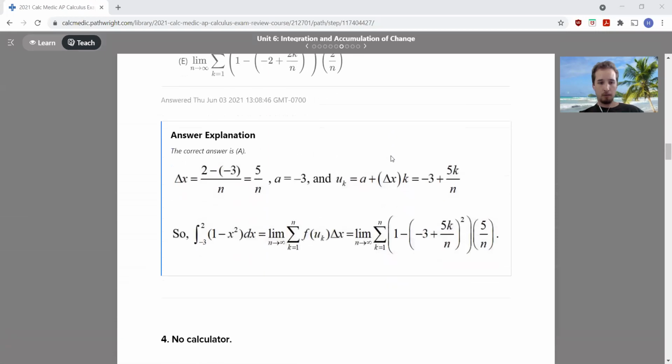Actually curious how they explain this. Yep, just as I had explained, they found the width first. The base is going to be 5 over n. And the starting point is going to be A is equal to -3. And so they just added that delta x, which is the base for each k. And so that's how they can plug that into this equation here.